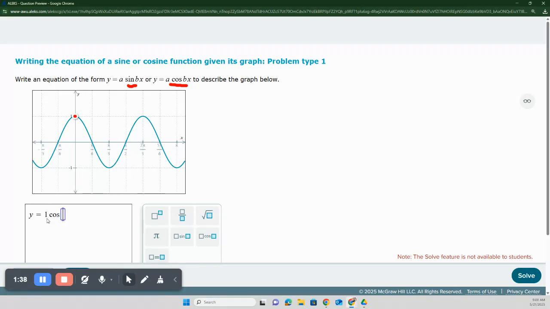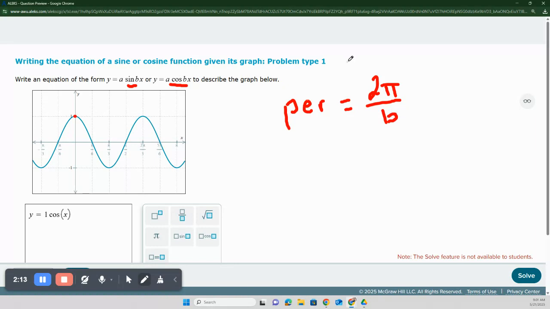So I'm going to type in cosine right there. And now I just need bx in here, right? I need a number in front. X is going to be x, but I need the number that goes in here with x. Now we have a formula for that. This is the hardest part, by the way, but we have a formula for that, and it has to do with the period. If you recall, the period is 2 pi divided by b.